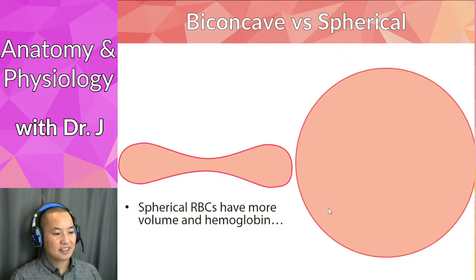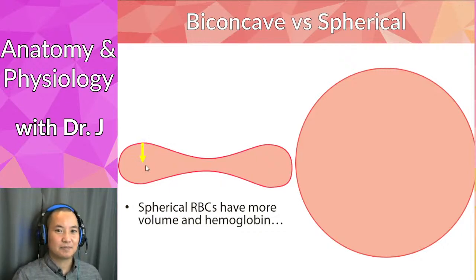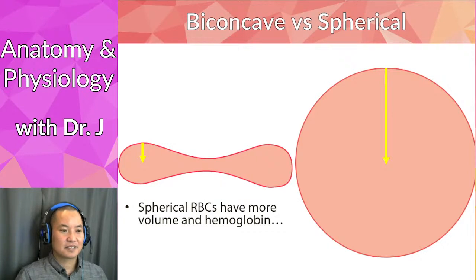Well, a spherical cell will have more volume and more hemoglobin, but in a biconcave red blood cell, going from the surface all the way to the deepest part, this is the maximum distance it has to travel. Or if it's down here, it has an even shorter distance to travel toward the inner parts of the cell. But if you're talking about things very central to a spherical red blood cell, it's going to have a hard time, and for the central parts of this cell, diffusion is going to be slower because it takes more distance and time to get to that area.